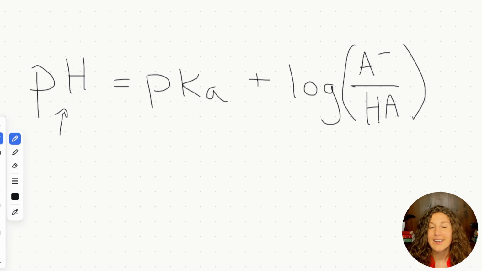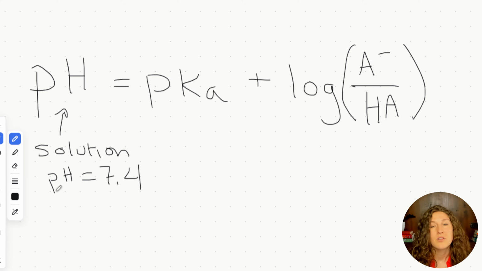See here on the left-hand side of the equation, we have the pH. This is the pH of the solution. Often on MCAT-style questions, this will be physiological pH. Physiological pH is just a pH of approximately 7.4. So if they say physiological pH, that's all they mean.